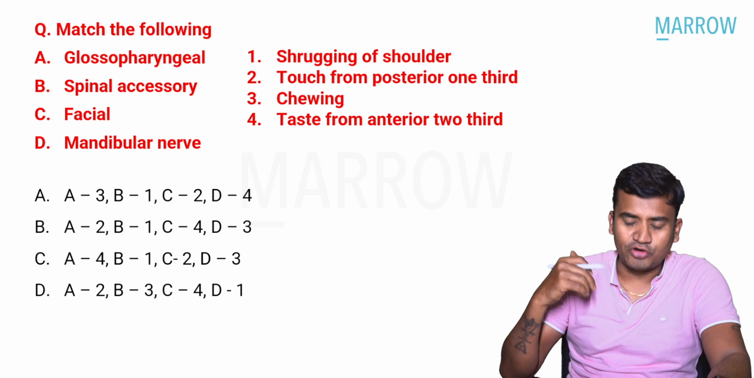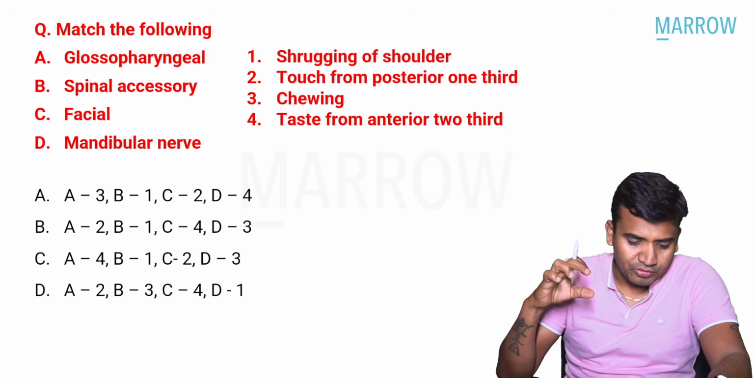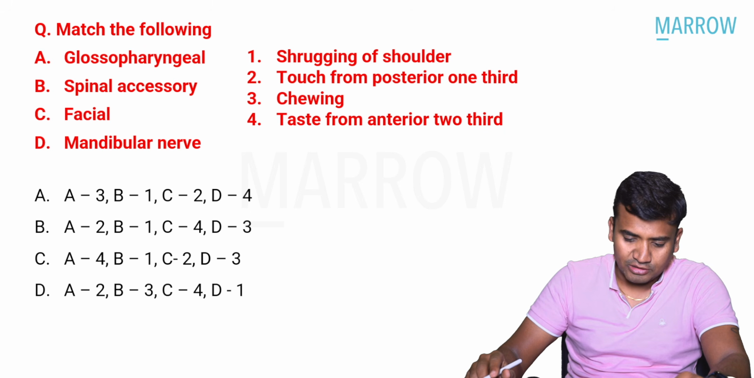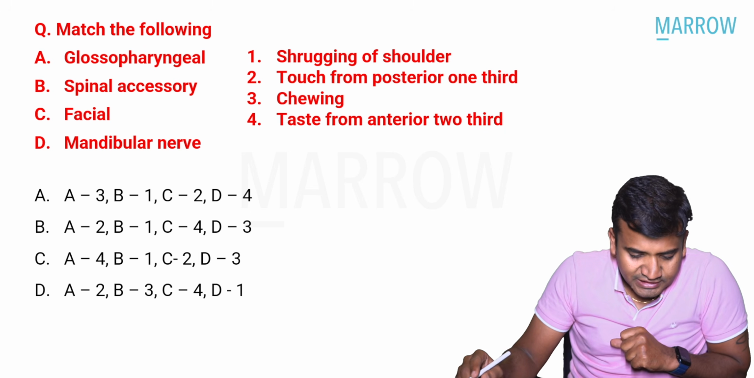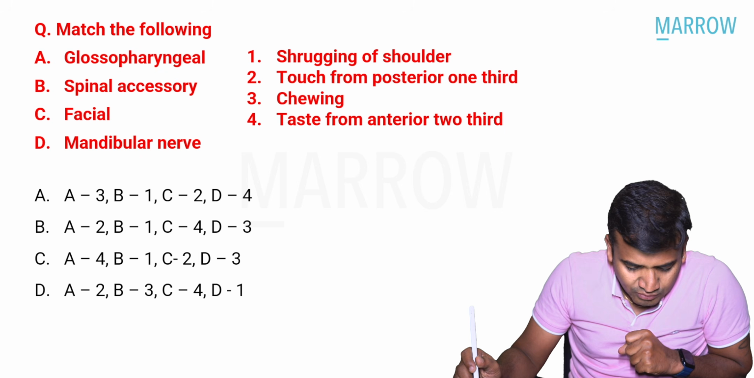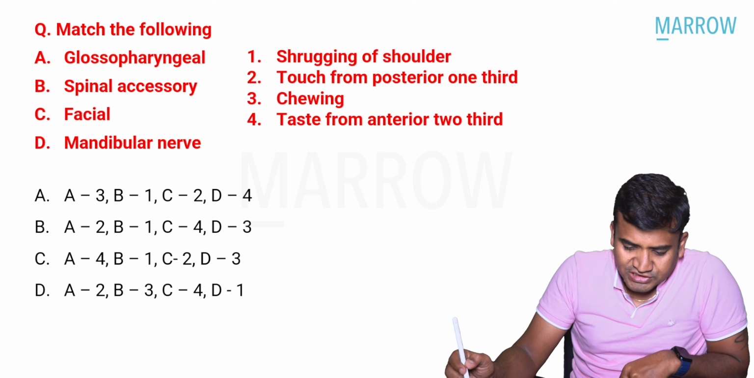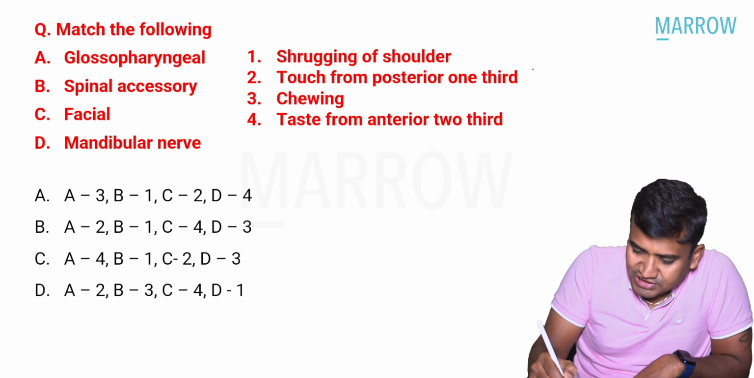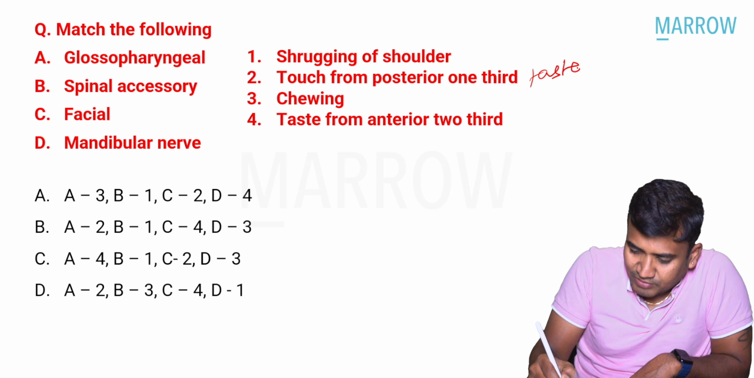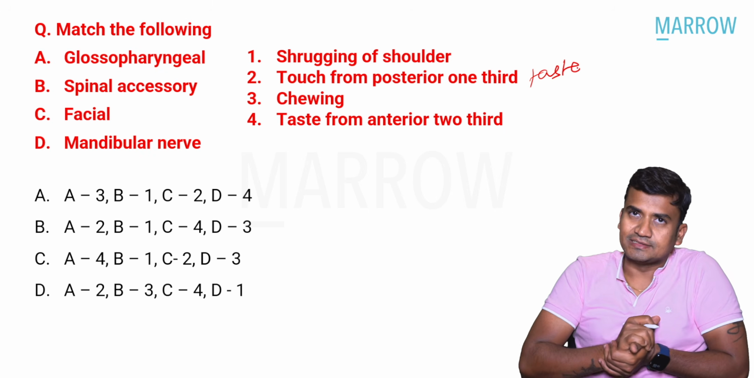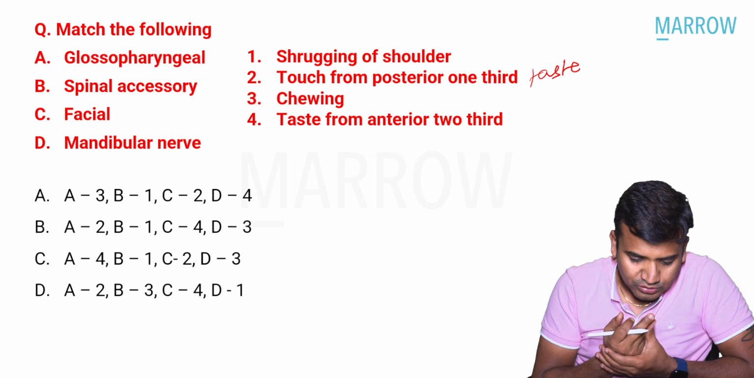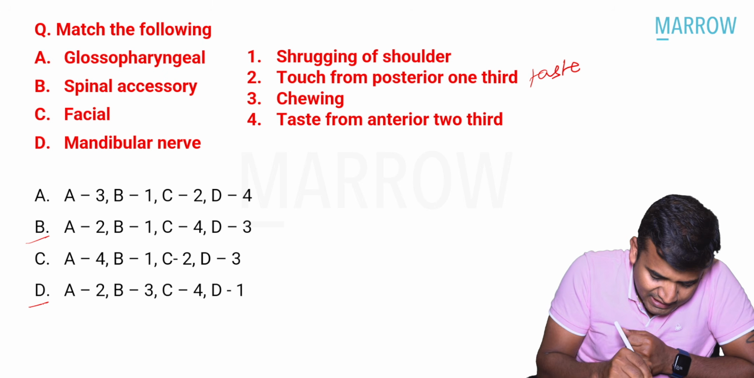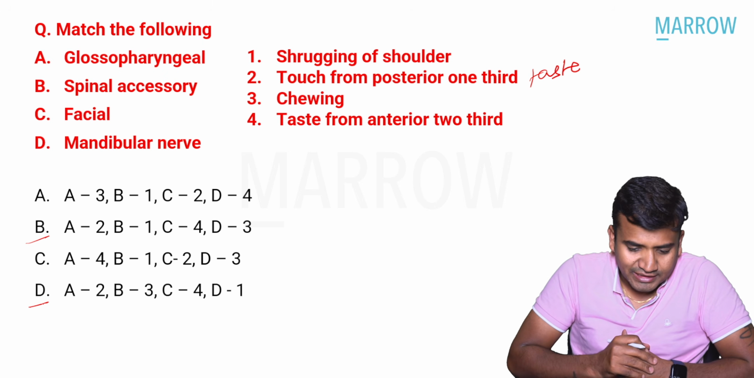Okay. Next one is a very easy question. They gave the match the following type. They gave the nerve and they gave the other end, the options. So now we're going to see the options first. Glossopharyngeal nerve function: glossopharyngeal nerve carries touch and the taste fibers from the posterior 1/3 of the tongue. So for A, the answer is 2.